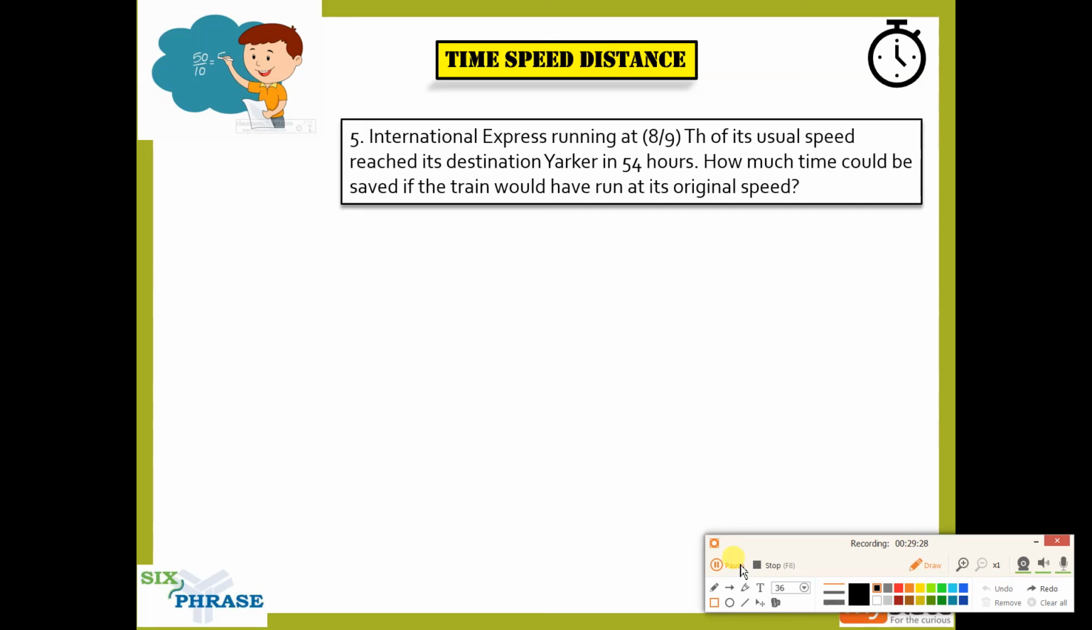Right, this question: an international express running at 8 by 9th of its usual speed reached its destination, Yarka, in 54 hours. Now how much time could be saved if the train had run at its original speed? I hope you know something when you try to solve these types of problems.